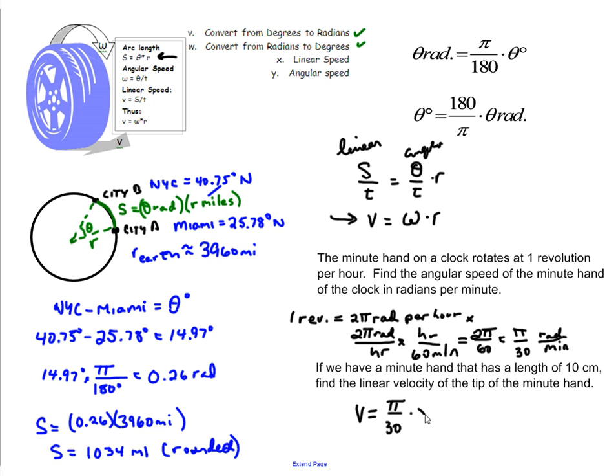radians per minute, and we're multiplying that by 10 centimeters as our radius, and we get 10 times pi over 30, or more simply, pi over 3 centimeters per minute as our linear velocity. And so we're done.